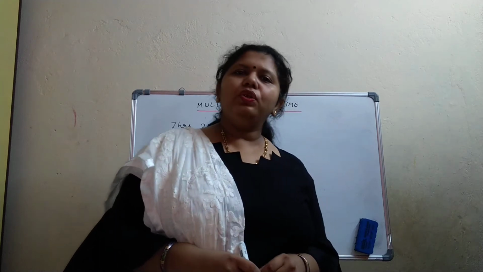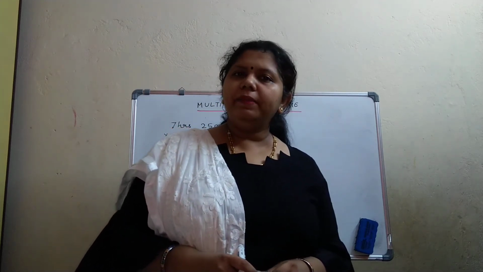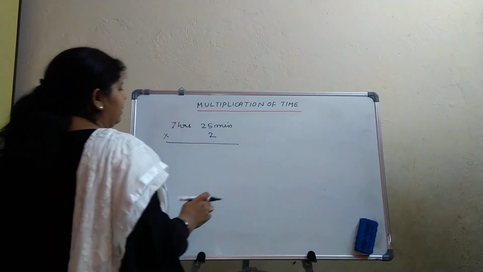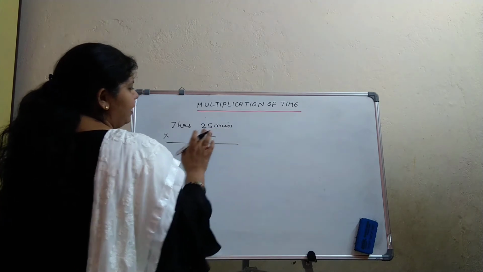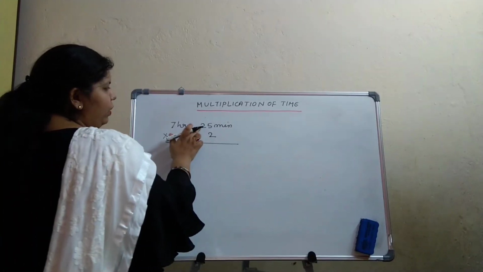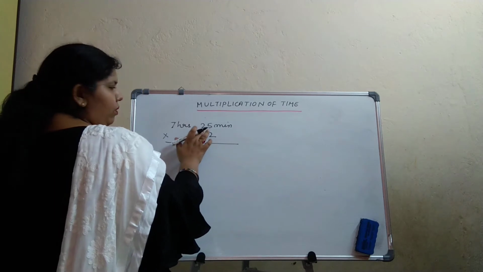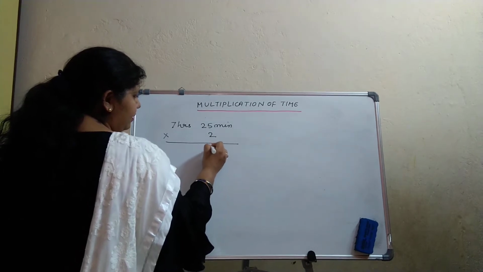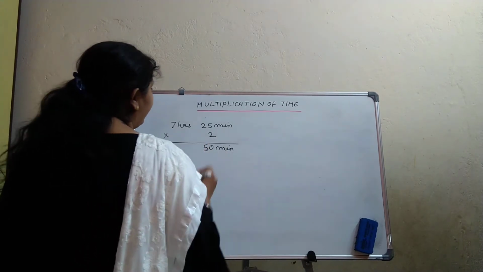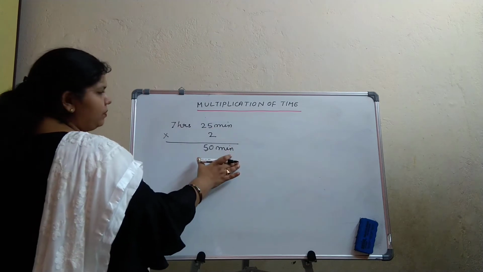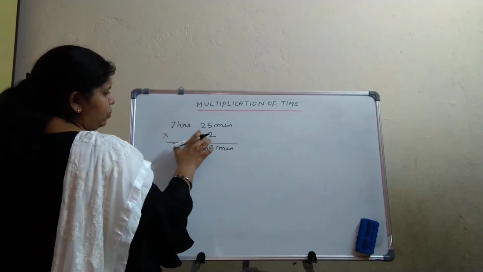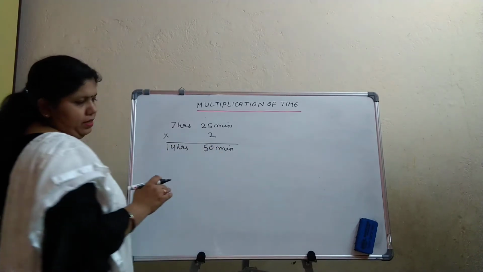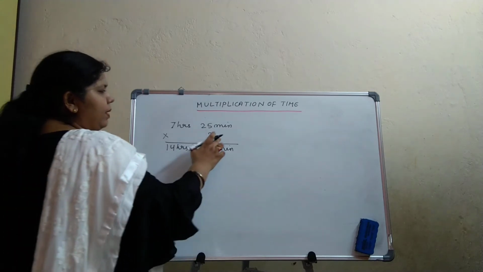So now children, we will do some questions on multiplication of time. Let us take an example here: 7 hours 25 minutes into 2. This is a simple question. We know what? 25 into 2 is 50, so we got 50 minutes. After completing the minutes part, we will do the hours part. 2 into 7 is how much? 14. So this was a simple question: 14 hours 50 minutes. Now here the multiplier was 2.